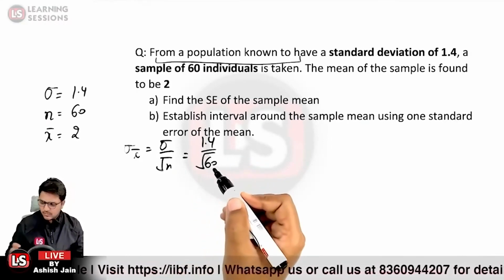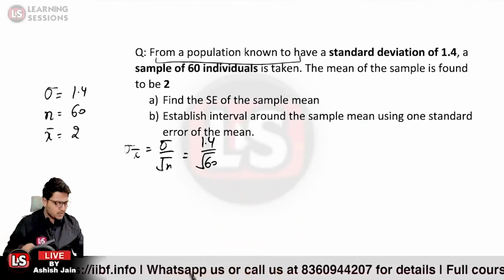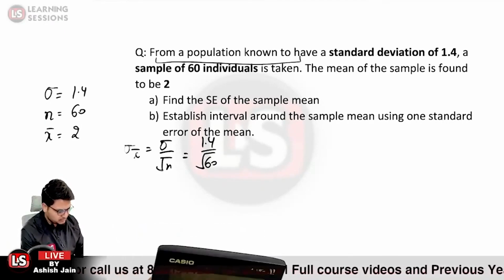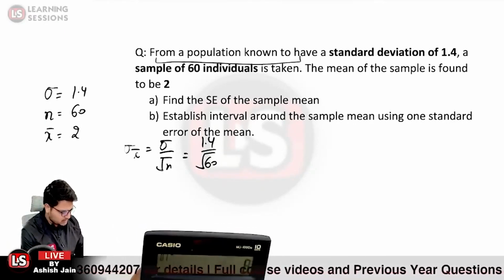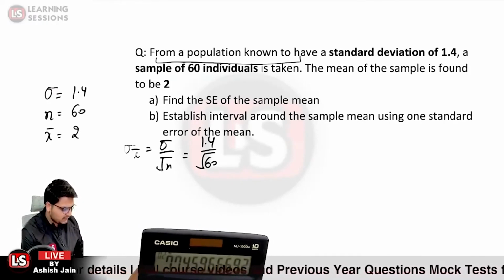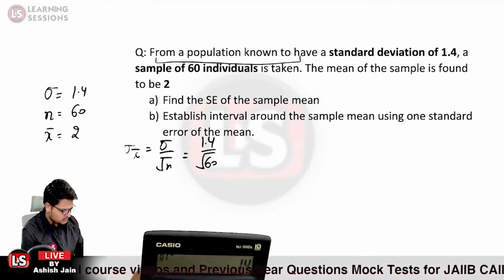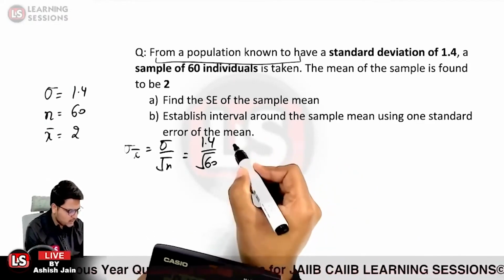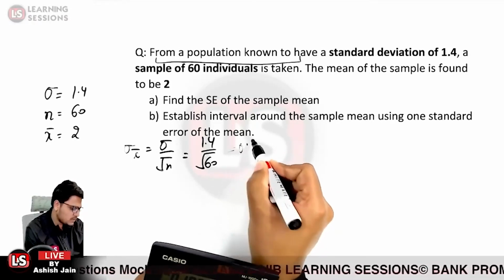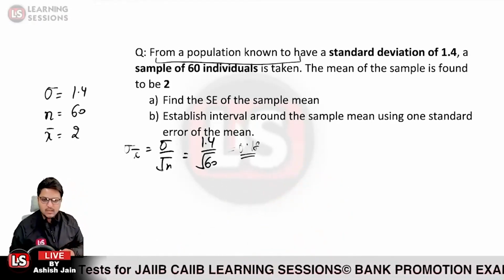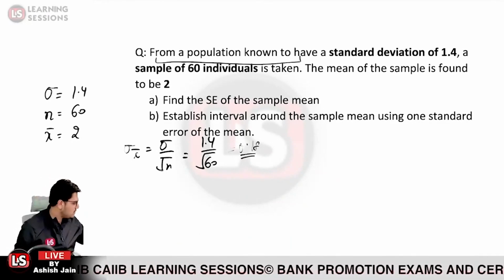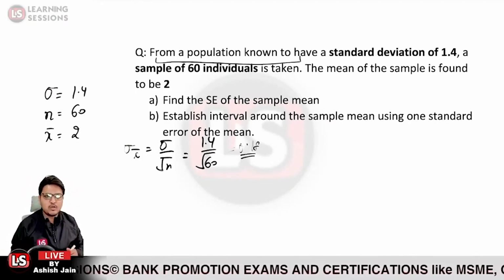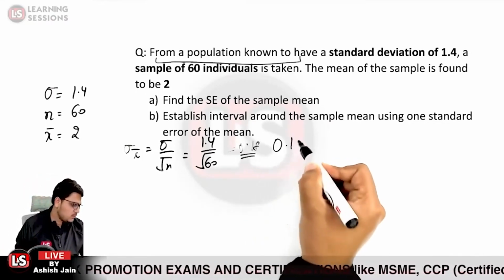So it will be square root of 60, so it will be 1.4 divided by square root of 60. The square root of 60 is 7.7459. That is equal to 0.181, or we can simply say 0.18. So that is related to the standard error of the sample mean, which is 0.18.